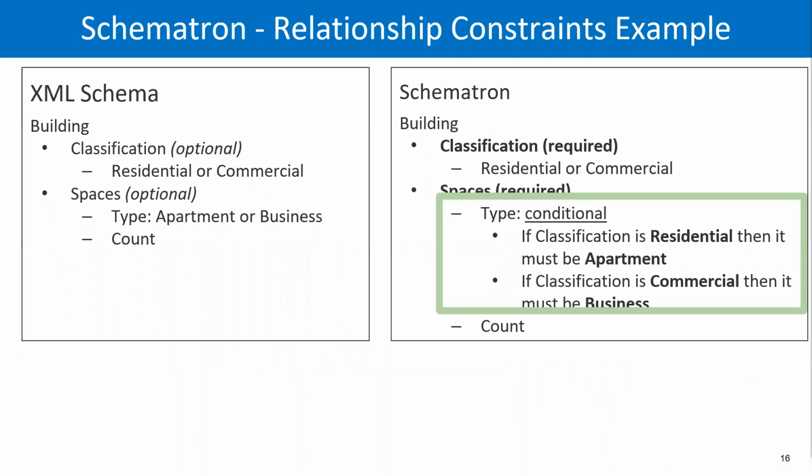So you can also do more complicated things. That example you could clearly do in XML schema itself, XSDs, but this one's a bit more complicated. In this case, we have classification of the building and then a list of spaces, or a space that has a type as well as a count. And we want to assert that if our building classification is residential, then our space type must be apartment. And if the classification of our building is commercial, then our space type must be business. So next slide, see how to do that.